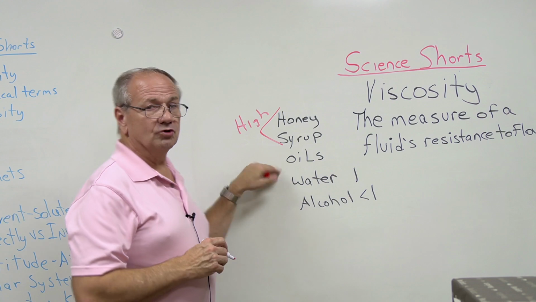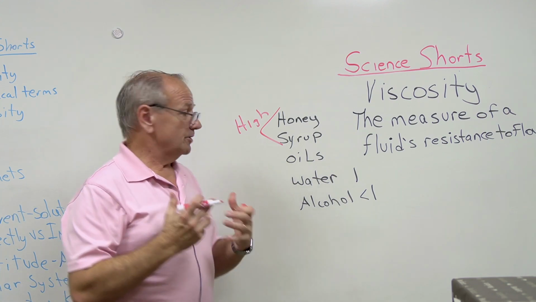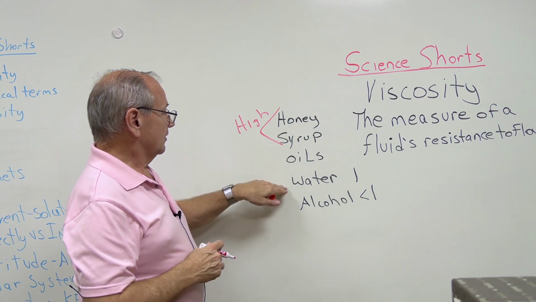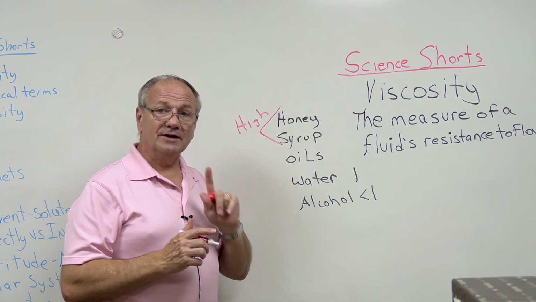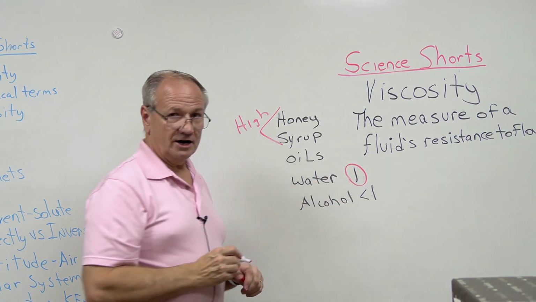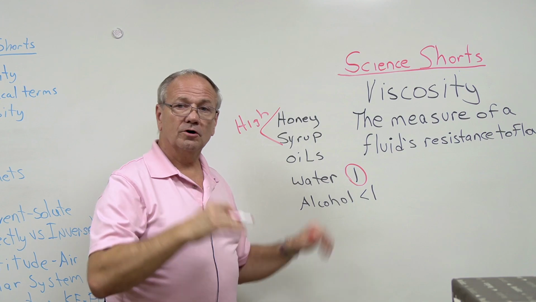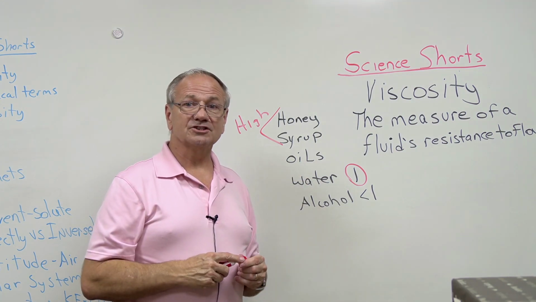Then you have your oils, like oils in a car, oils that you might rub on your skin, or something like this. Then water. Water, by definition, is a 1 on its viscosity. A lot of your alcohols are even lower than water, and they are less than 1.